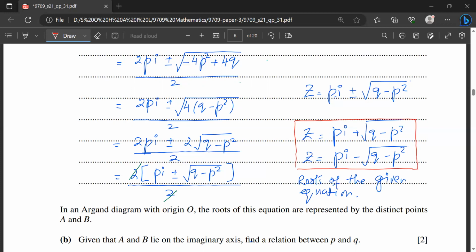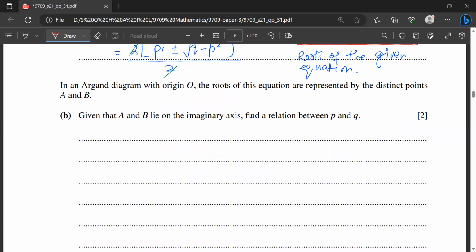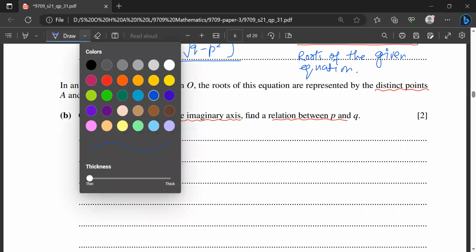Very simple. The second part is tricky. In an Argand diagram with origin O, the roots of this equation are represented by the distinct points A and B. Given that A and B lie on the imaginary axis, find the relation between p and q.